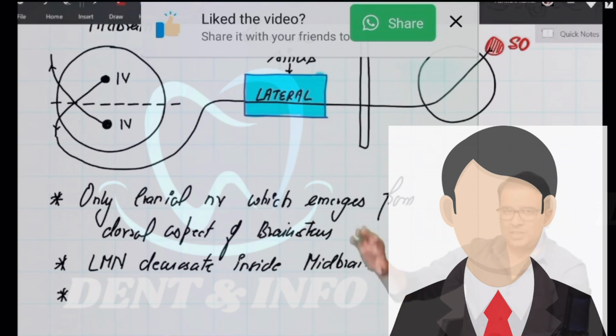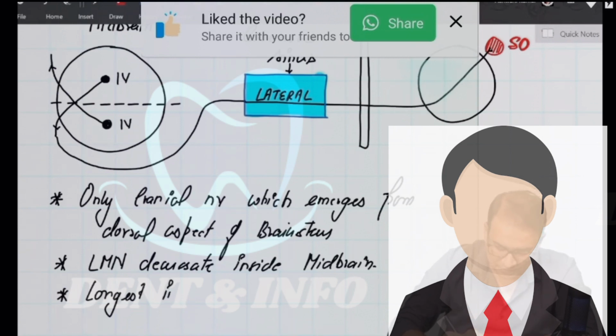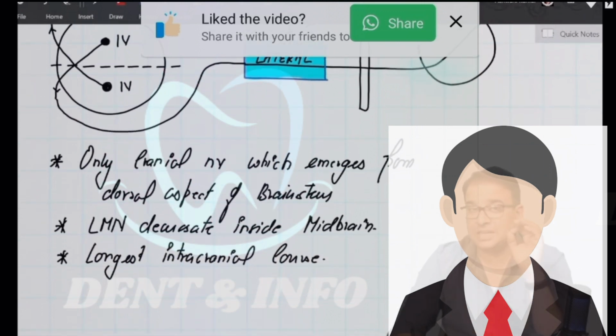Now, look at this picture here and make up your mind by yourself. If a nerve is coming out from the dorsal aspect of the brainstem, first of all the nerve has to go backwards, then surround the entire brainstem, and then go into the cavernous sinus and so on. That means this nerve has to travel a very long distance to reach the cavernous sinus, and for that reason this nerve is regarded as having the longest intracranial course. The fourth nerve has the longest course inside the cranial cavity.